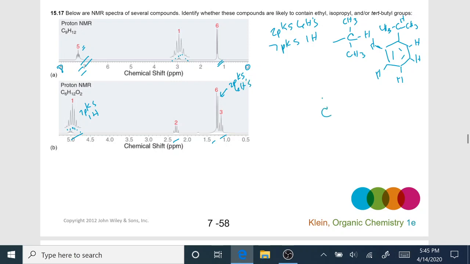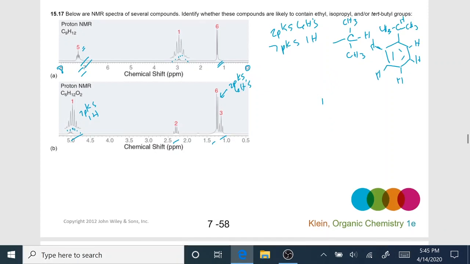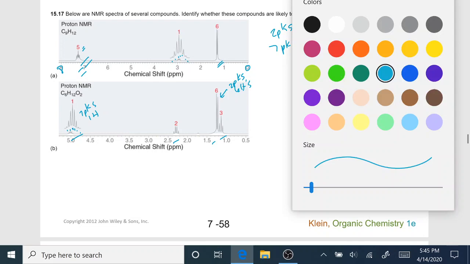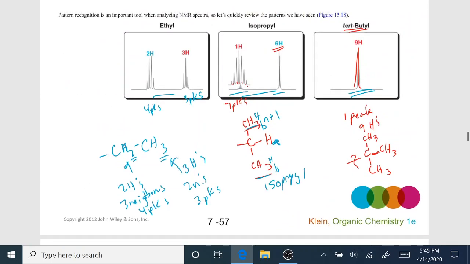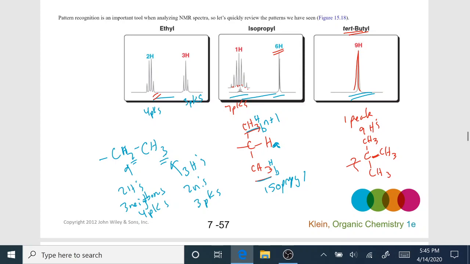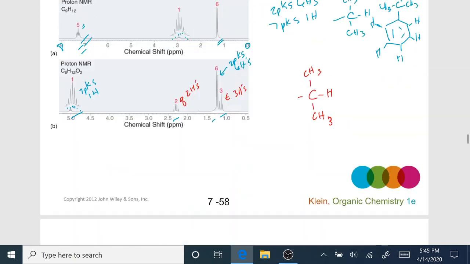So that means we definitely have an isopropyl group in this molecule. I'm going to draw this one in a different color, let's draw it in red. So we have some other things. We have 4 signals in the spectrum. So what other things do we have? Well, we've got a triplet representing 3 hydrogens, okay? And we have a quartet representing 2 hydrogens. What does that look like? Well, that looks like our other pattern. A quartet with 2 hydrogens and a triplet with 3 hydrogens is an ethyl group, okay?